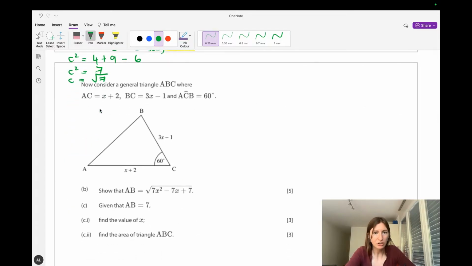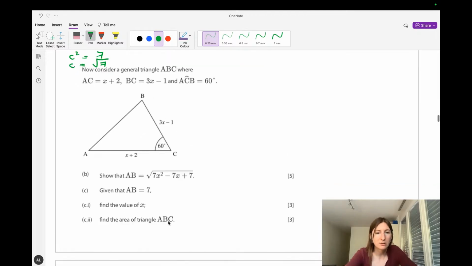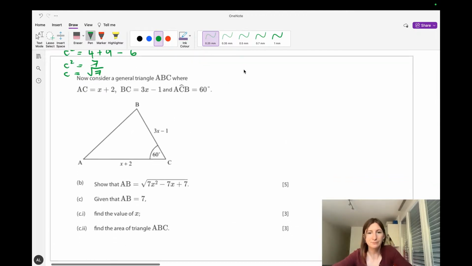Now consider a general triangle where we have no values, but some algebraic expressions. Do not panic. Just interpret it as a side. Keep going with your formula. All you need is your formula. So we're still using the cos. Where shall I do it? Shall I do it underneath or across? Let's do it across. So we're still using cosine.